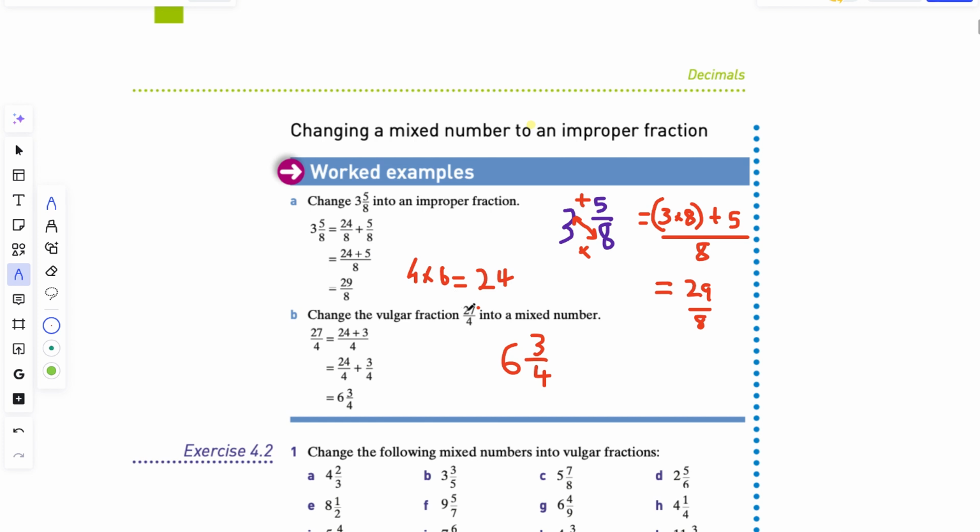One more time. You say how many times 4 can go into 27 with some remainder. It can go there 6 times. You write the 6 as the whole number. What remains? Because 4 times 6 is 24. What remains to get to 27? Is 3. You write the 3 as the numerator over the usual denominator. So that's how we do this. This is one way of doing this. Is that okay? Okay, so let's move on.